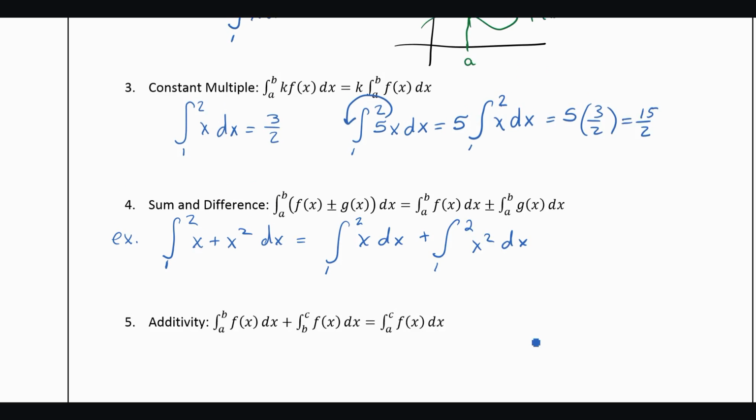Okay, the next one says if you have the integral from a to b of f of x dx plus the integral from b to c of f of x dx, that's equal to the integral from a to c of f of x dx. So for example, if you had the integral from 1 to 2 of x dx plus the integral from 2 to 4 of x dx, that's equal to the integral from 1 to 4. The important thing to notice is that these 2's are the same. Okay, and again, we can think about the picture we've talked about.